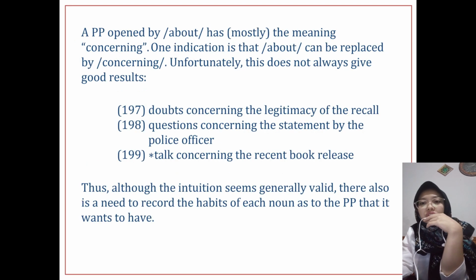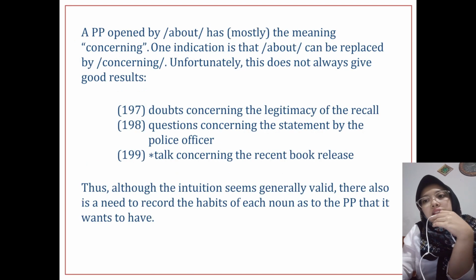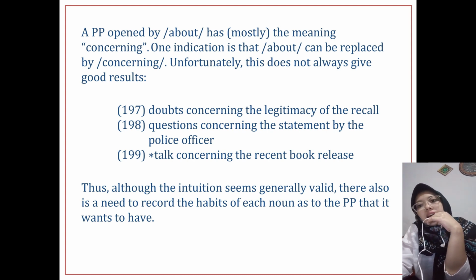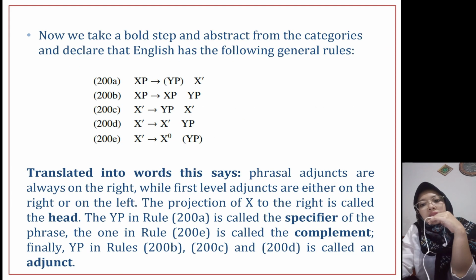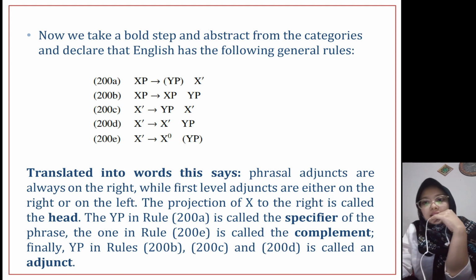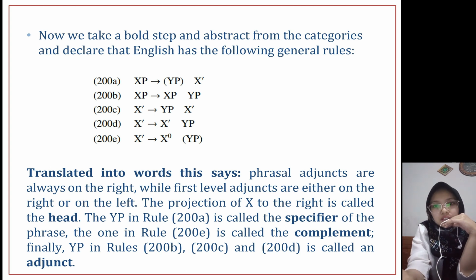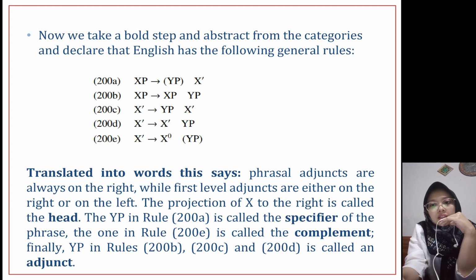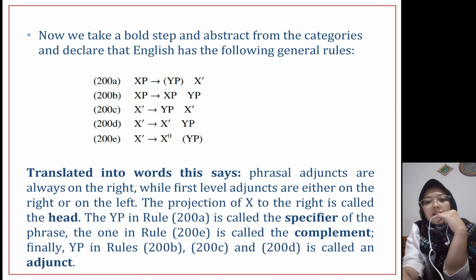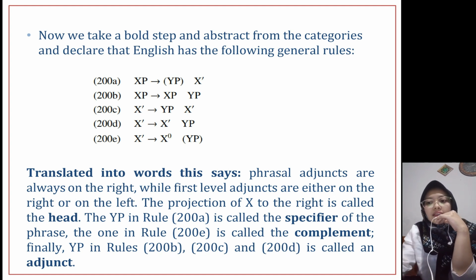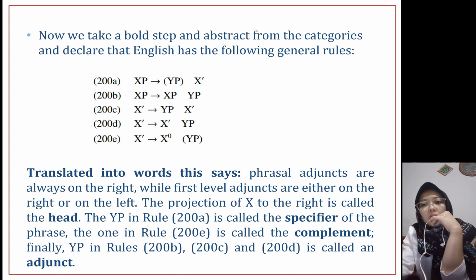A preposition opened by "about" has mostly the meaning "concerning." One indication is that English has the following general rules. To translate the schema or the X-bar structure there, this translates into words that the phrasal adjuncts are always on the right, while first-level adjuncts are either on the right or on the left.